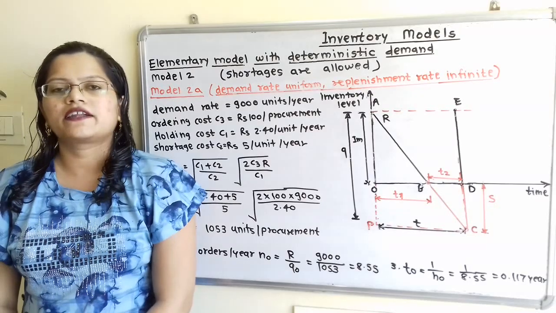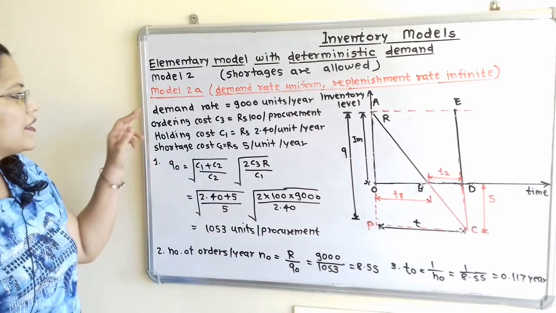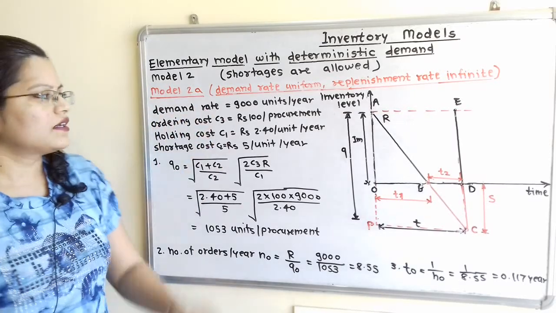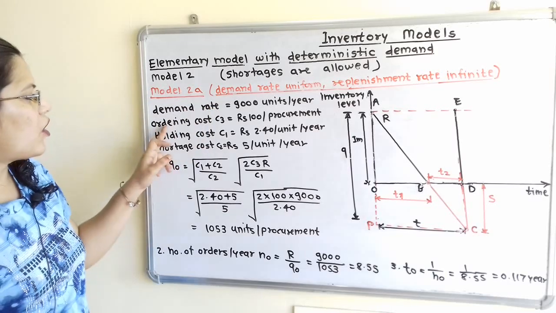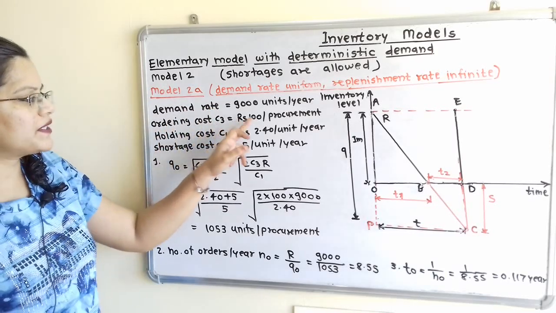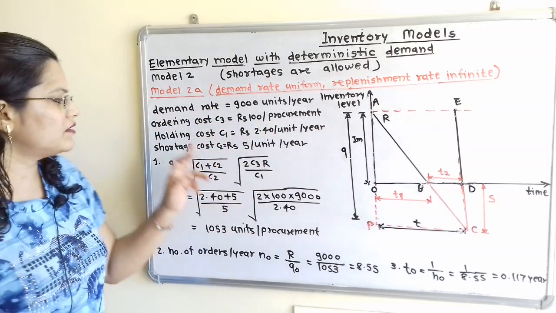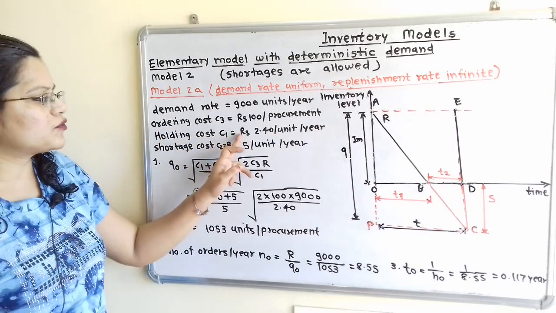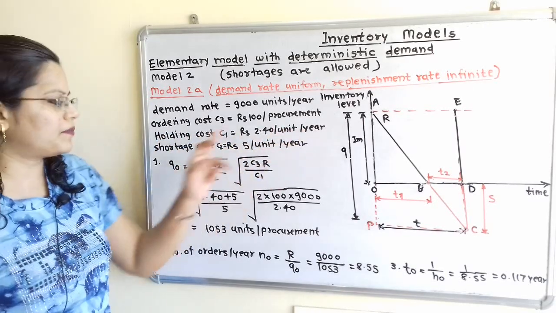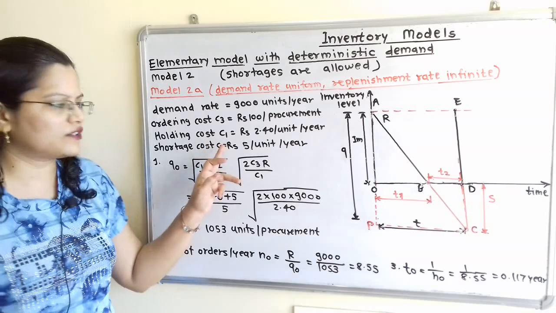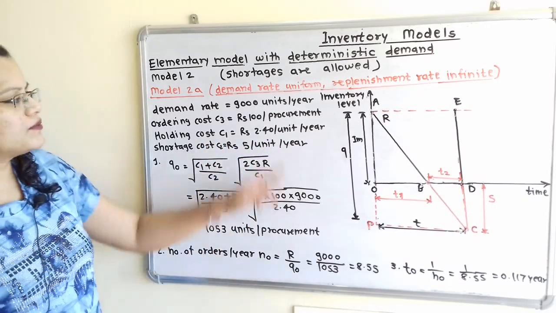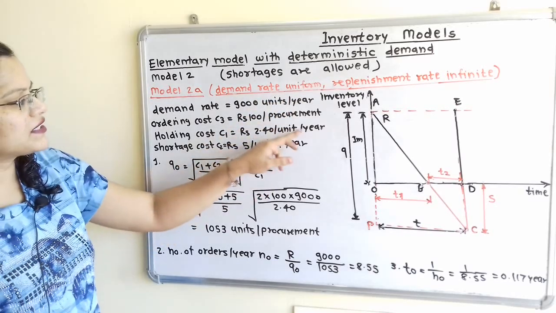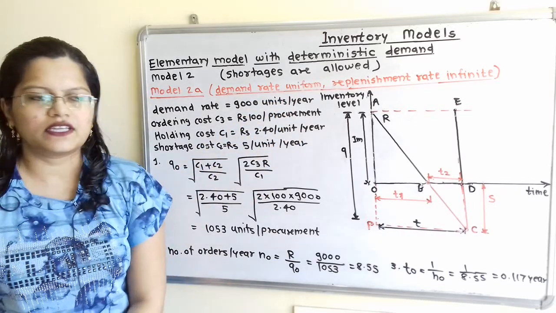Let us understand the given data. Demand rate is given as 9000 units per year, that is R. Ordering cost C3 is rupees 100 per procurement. Holding cost C1 is rupees 2.40 per unit per year. Shortage cost C2 is rupees 5 per unit per year. If we observe the units, the time is given for a period of 1 year.